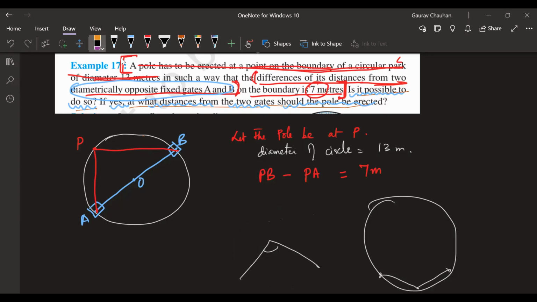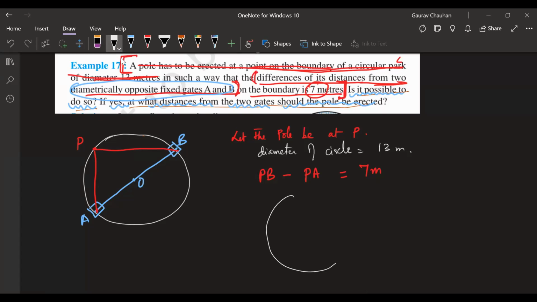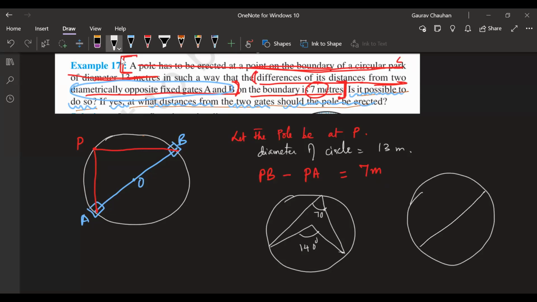You remember? The angle subtended by a chord at the center is double the angle subtended by the chord at any other point of the circle. You remember this? So if this was 140°, this will be 70°. On those lines, we also found that if we take a diameter as the chord, then it subtends 180° at the center, so it will subtend 90° for sure at any other point on the circle. That was our theorem.